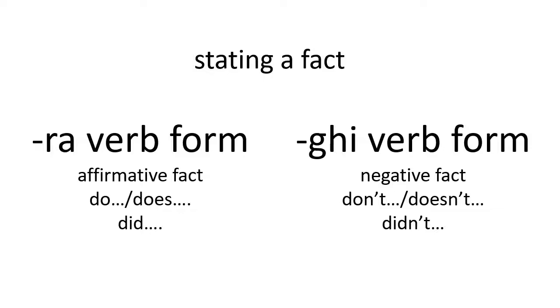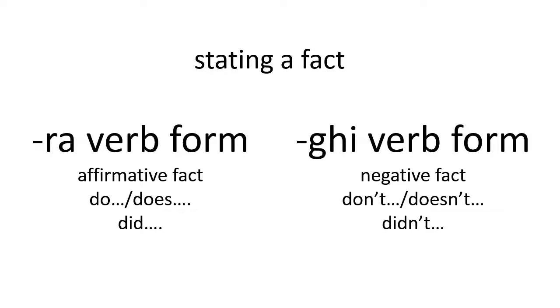A verb in ra form is the equivalent of saying do, does, or did. So in present tense it would be I do, you do, he, she, it does, we do, you all do, and they do. And if it's in the past tense, it would be I did, you did, he, she, it did, we did, you all did, they did.